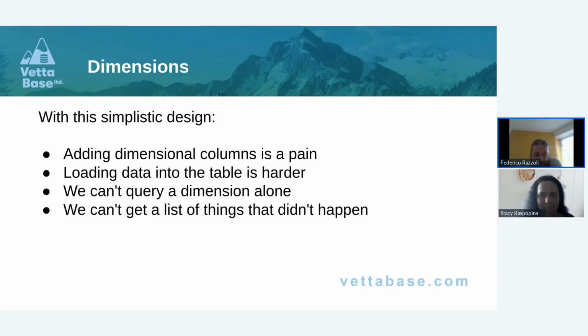Also, with this design, I can't query a dimension alone. I mean, I can, of course, but the performance could be terrible. For example, if I want to get a list of the countries, of course, I have to eliminate the duplicates, and that's why it could be very slow. And we can't get a list of things that didn't happen. For example, I can't see that a certain store, a certain date, didn't sell anything. I mean, yes, I could see it, but I will need a very complicated query, and it will also be very slow. So this is a type of information that needs a proper star schema. But anyway, these are my answers.